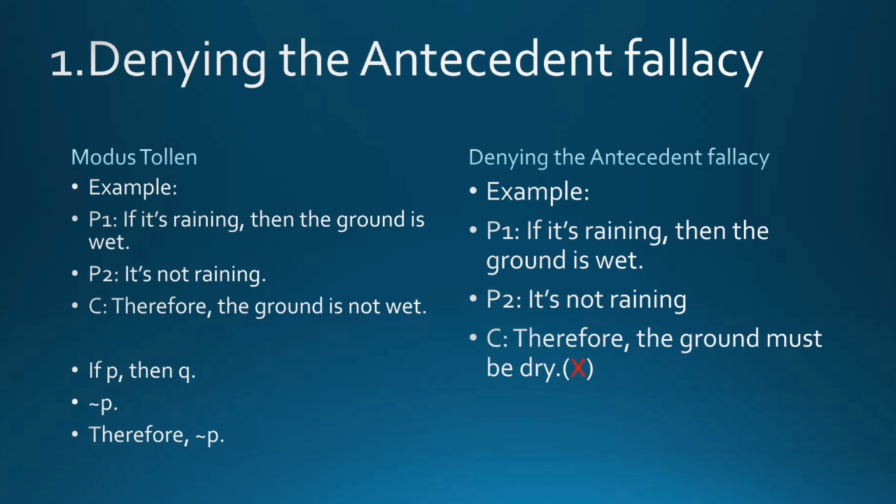Example: if it's raining, then the ground is wet. It's not raining, therefore the ground is not wet. Why it's a fallacy? The ground could be wet for other reasons, such as from sprinklers or a recently washed car. The first premise only states what happens if it rains, not what happens if it doesn't.